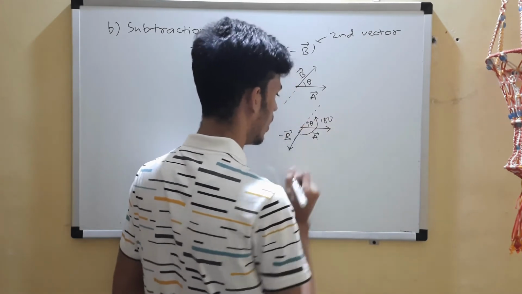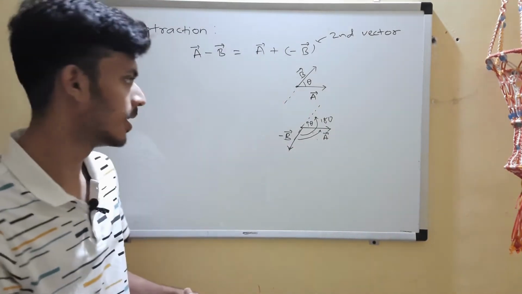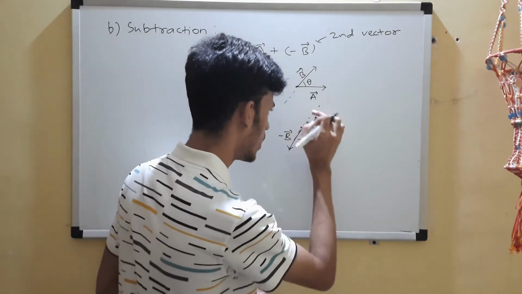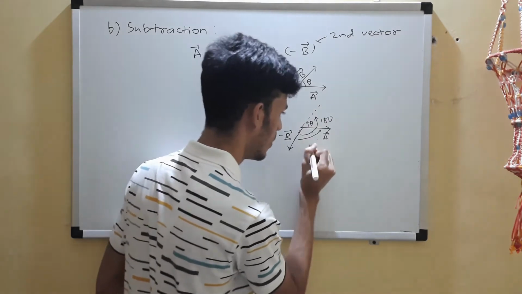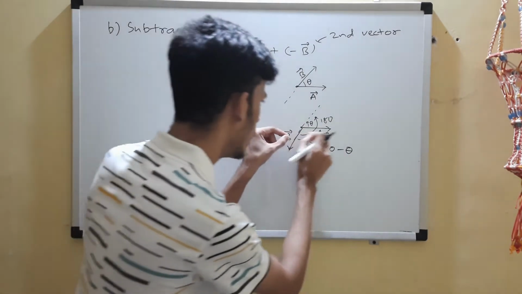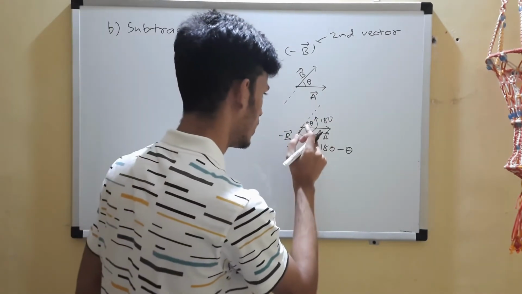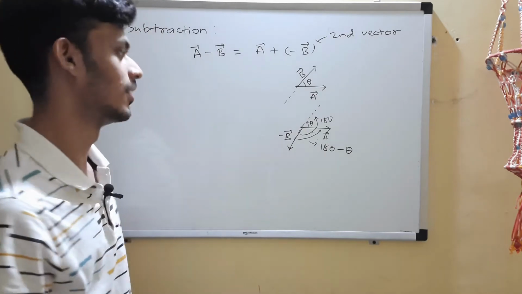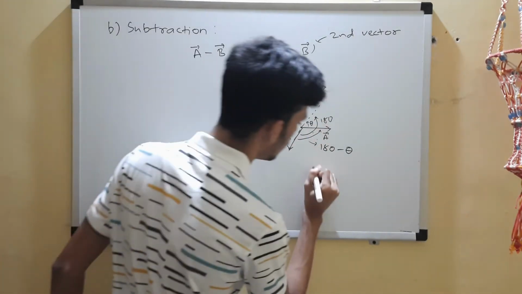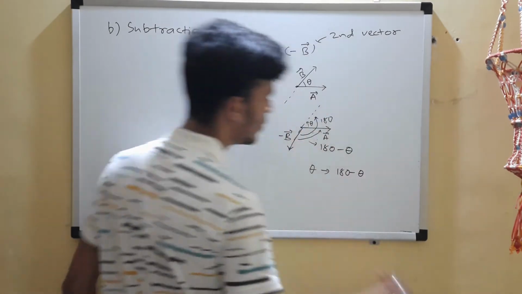This is theta. What about this angle now? What is the angle between A and minus B? Tell me that. The total is 180, this is theta, so this will be 180 minus theta, right? Can you see that? It's easy. This minus this is this. So all you have to do is replace theta by 180 minus theta and job done.